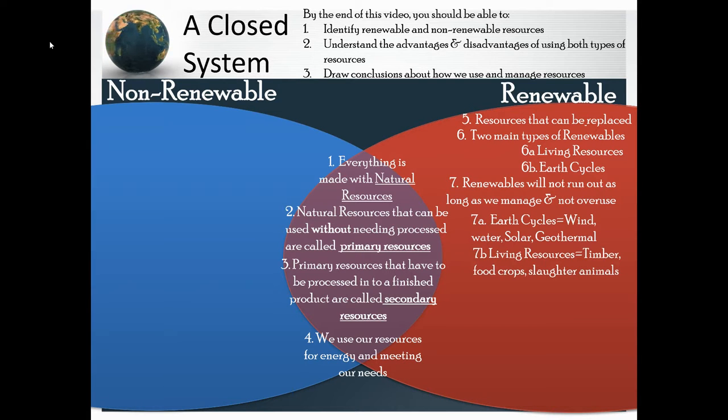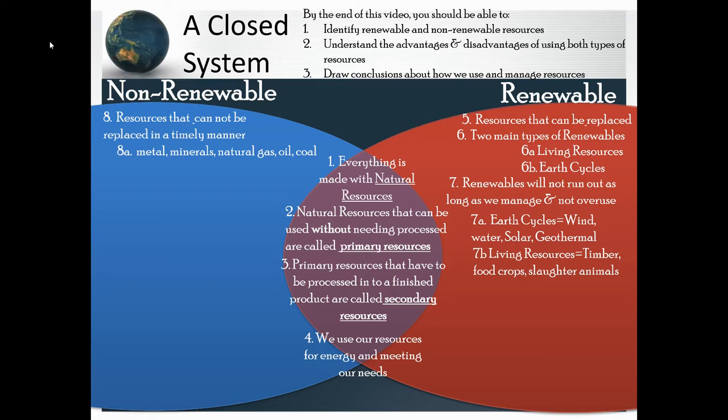Living resources are exactly what they sound like. Timber, food crops, and slaughter animals are examples of living resources. So, as long as we do not drive a specific plant or animal to the point of extinction, those resources will continue to exist and reproduce so that we can continue harvesting them. Non-renewables, on the other hand, cannot be replaced in a timely manner. Metals, minerals, natural gas, oil, coal, they're all examples of non-renewable resources.